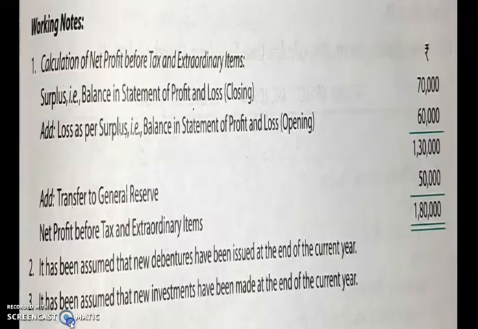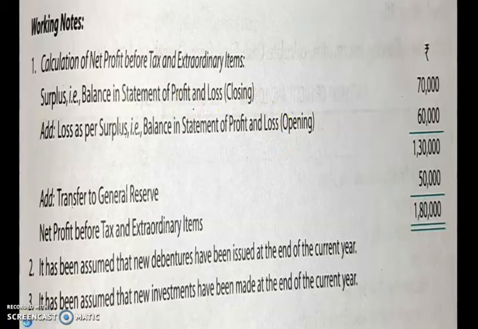and you have to prepare a working note for that. So let us move to the working note: calculation of net profit before tax and extraordinary item. What was the first thing you have to do if you remember the format? Surplus, that is profit and loss, closing minus opening.